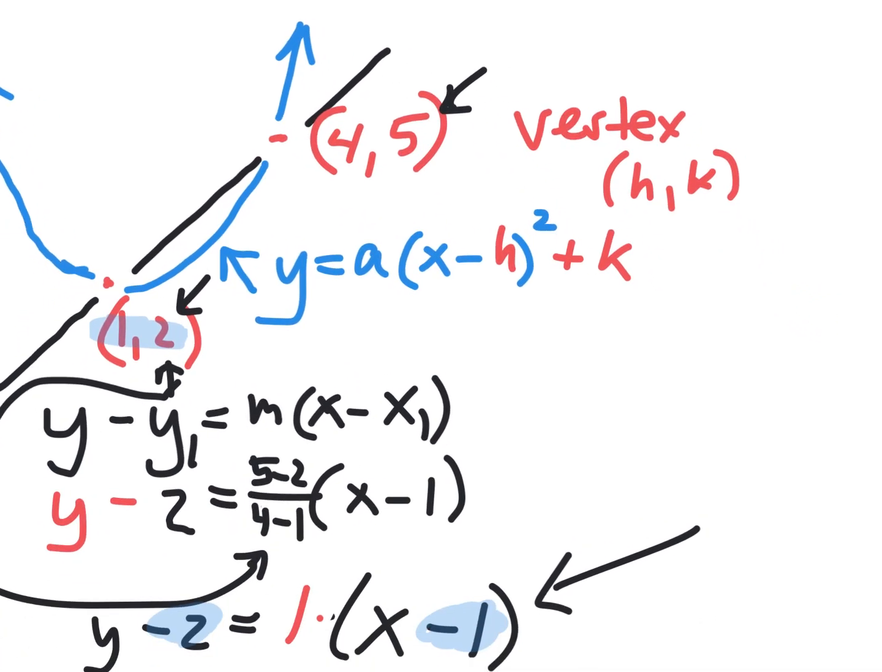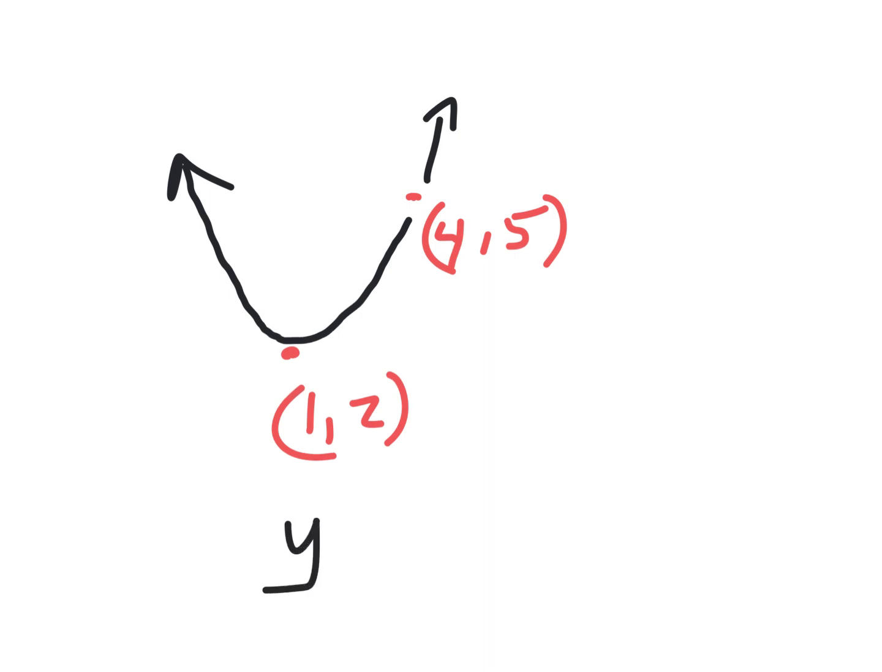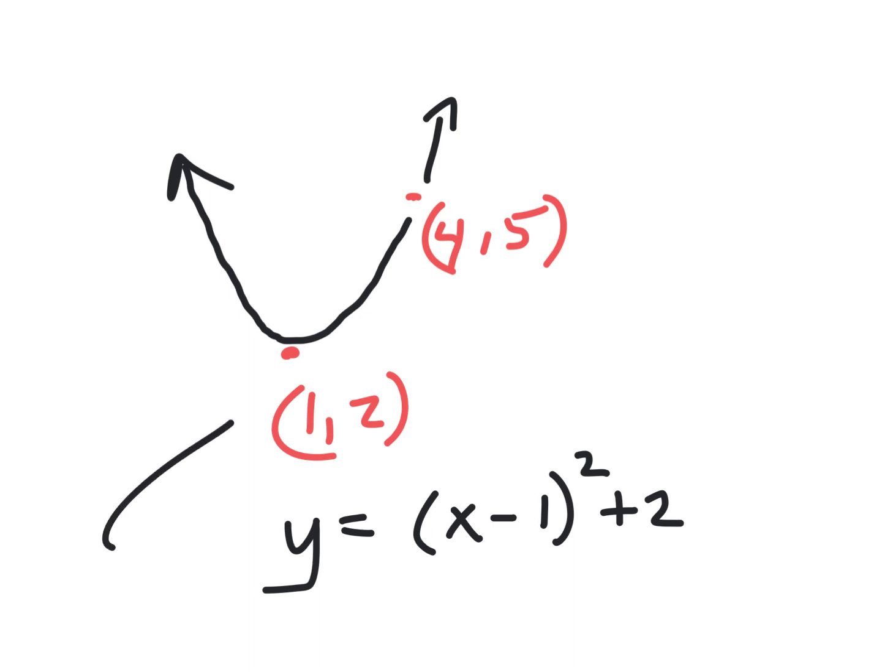Now, I'm going to move over because this got kind of messy. 1, 2, and 4, 5 are my 2 points. 1 comma 2, 4 comma 5. And now if I want a parabola through those, where that 1 comma 2 is the vertex, then I just go y equals, and I know what these look like, x minus, and then the x of it is a 1, squared plus 2. You get how I got this from the vertex?